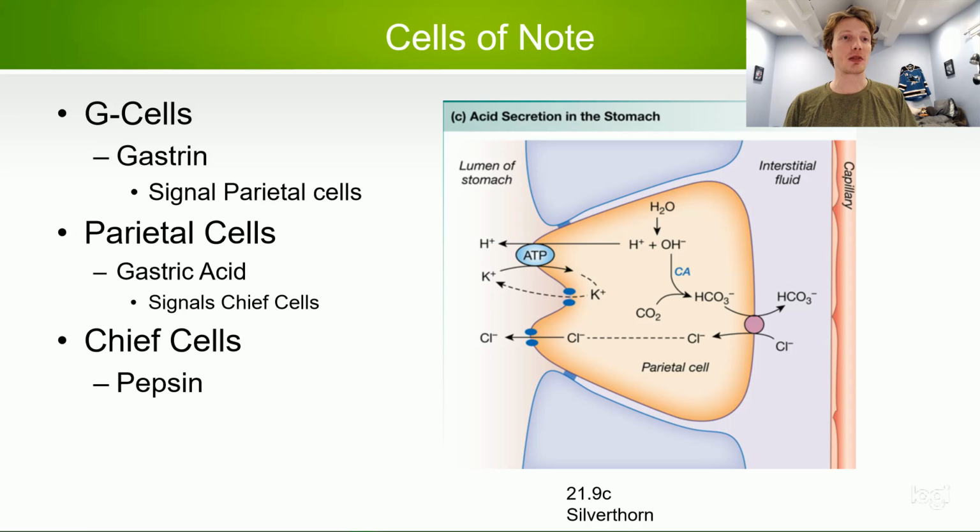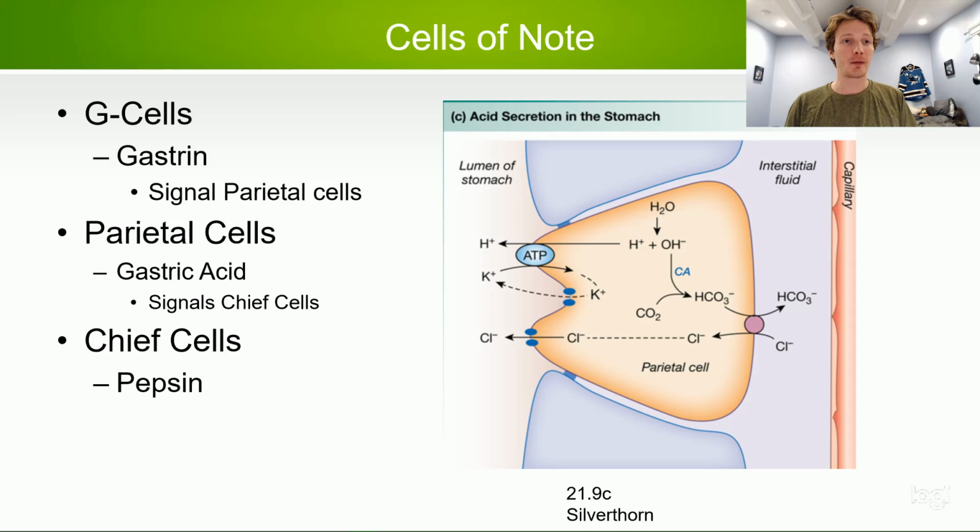One of these cells is the parietal cell. They're stimulated by the presence of gastrin, as well as histamine produced by other cells, and produce gastric acid as well as a substance called intrinsic factor, which aids in the absorption of vitamin B12. Chief cells are also important. They're stimulated by the secretion of the gastric acid and release pepsin and gastric lipase, which digest proteins and fats respectively.